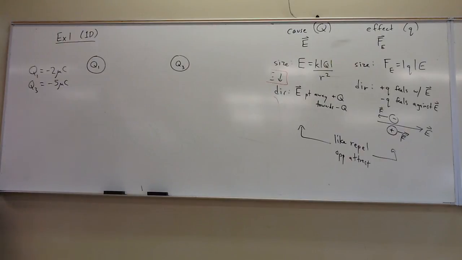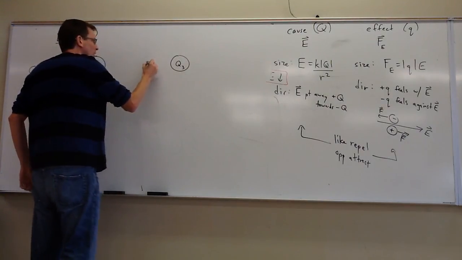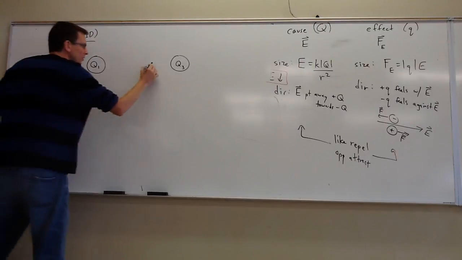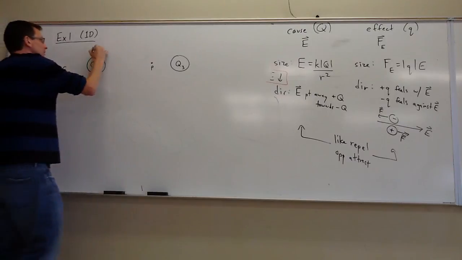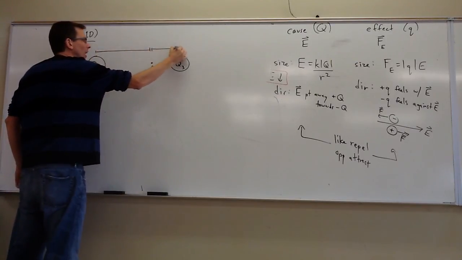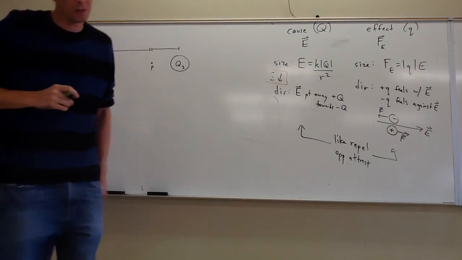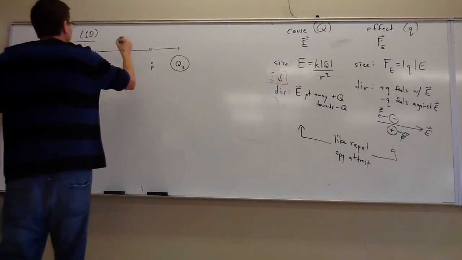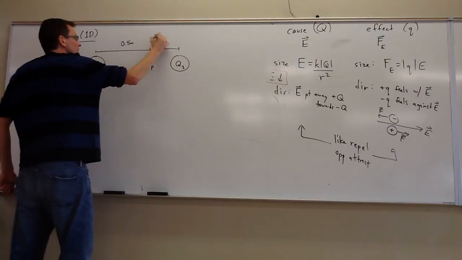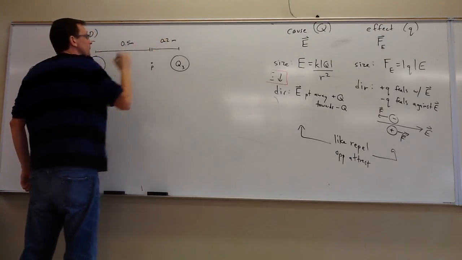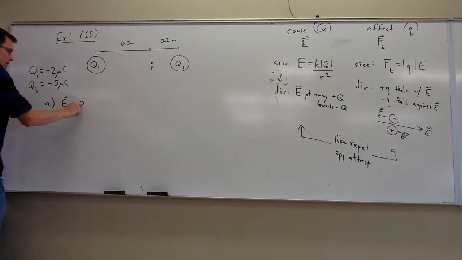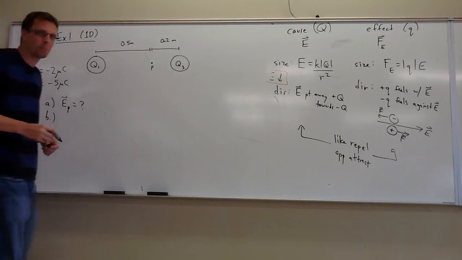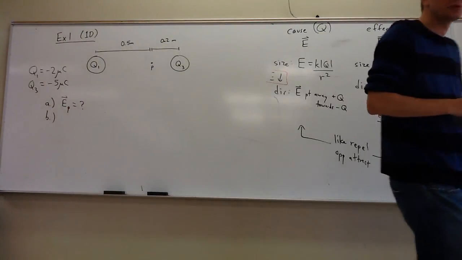I'm going to ask part A, what is the electric field at this point, P? This is point P. There's nothing there yet. Point P, the significance of it, I have to tell you where it is. Point P is going to be 0.5 meters away from this charge and 0.2 meters away from this charge. And my first question is going to be, find the electric field at point P. There's also going to be a follow-up question, part B, but I don't want to tell you what it is yet. Spoil surprise.